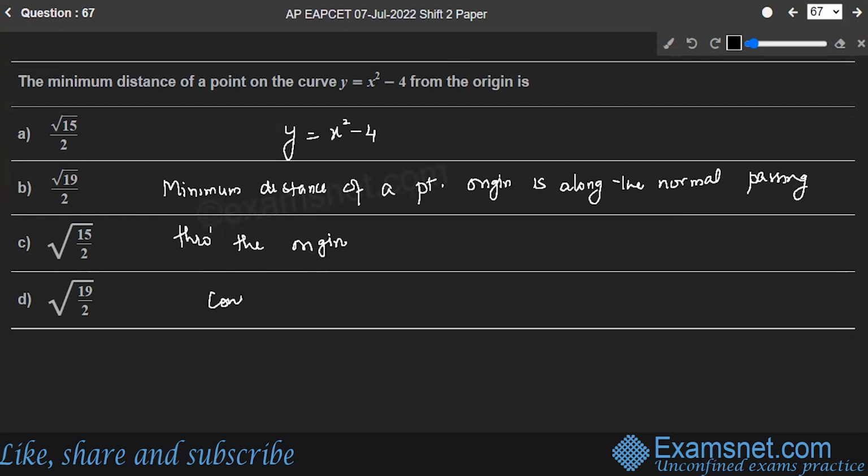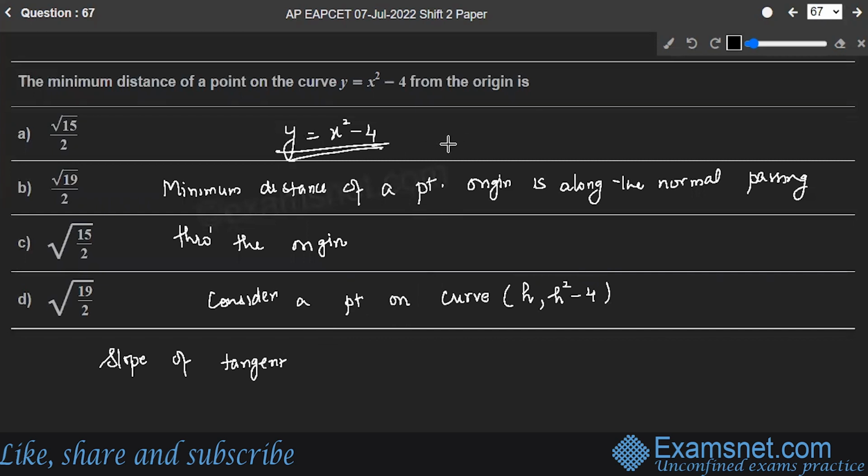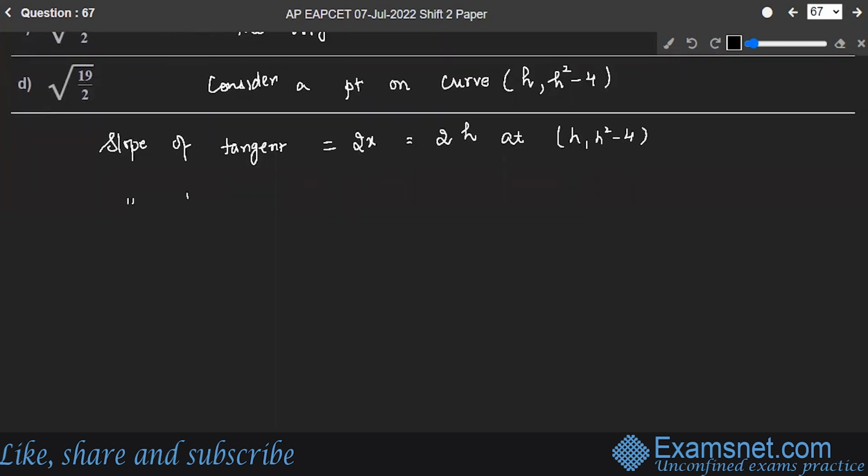Now consider a point on the curve which is having the x coordinate as h. So what will be the y coordinate? h square minus 4. Slope of tangent: the slope will be equal to the first derivative, so this is equal to 2x. This 2x is equal to 2h at the point (h, h square minus 4). So this is the slope of the tangent. What will be the slope of normal? It will be minus 1 by 2h, right?